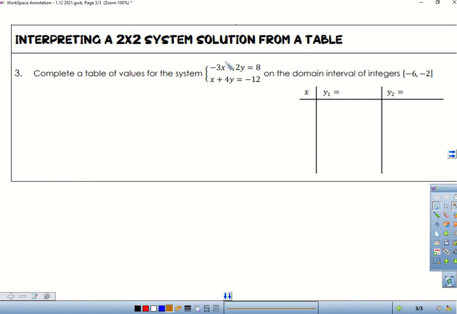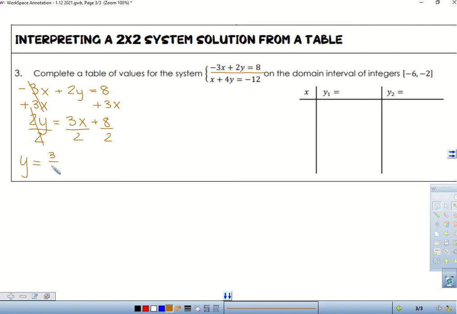So the first thing you need to do is get each of these equations into slope-intercept form, just like we did before. I'm going to take my first equation and rewrite it, again with the goal of getting it into slope-intercept form. I'm going to add 3x to both sides because our goal is to isolate the y. That's going to give me 2y is equal to 3x plus 8. And then I divide both sides, aka all terms, by 2, which gives me the equation y equals 3/2 x plus 4.